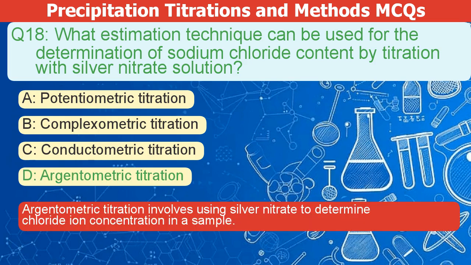The correct answer is D. Argentometric titration involves using silver nitrate to determine chloride ion concentration in a sample.